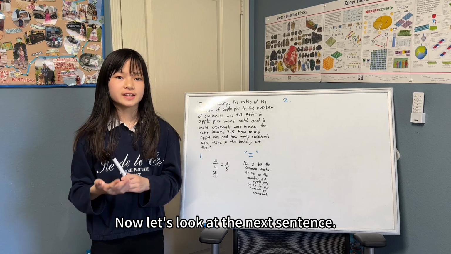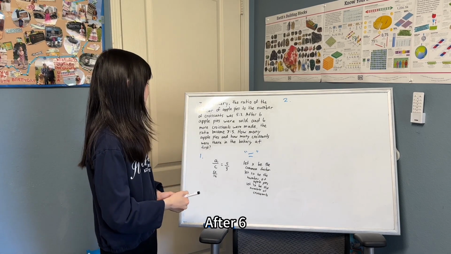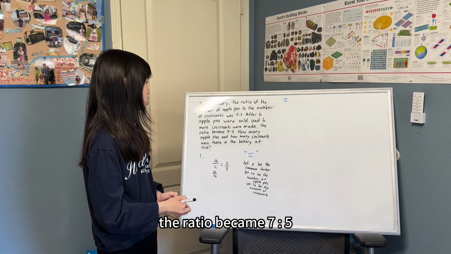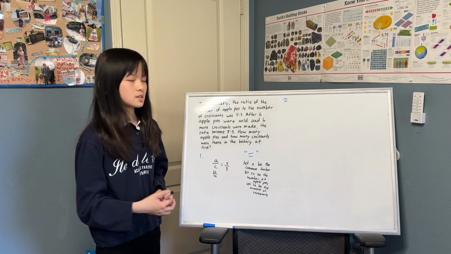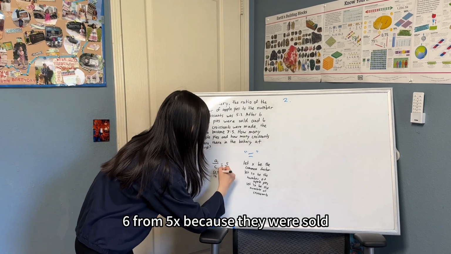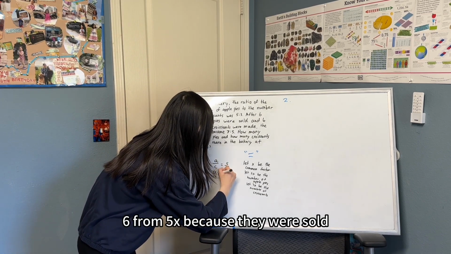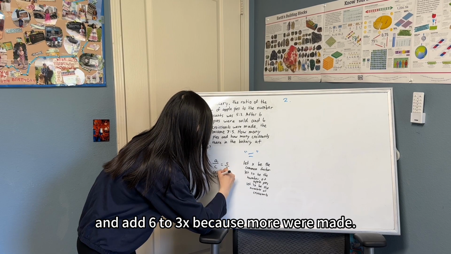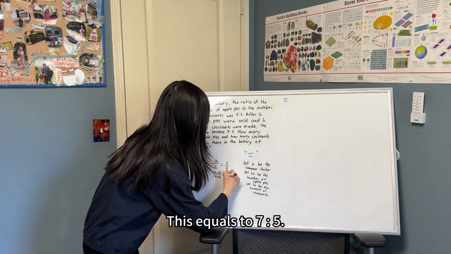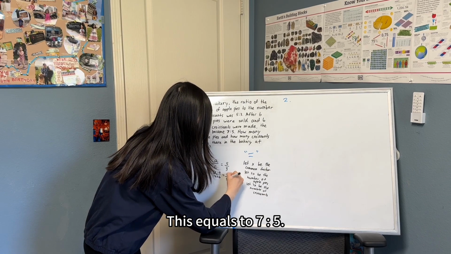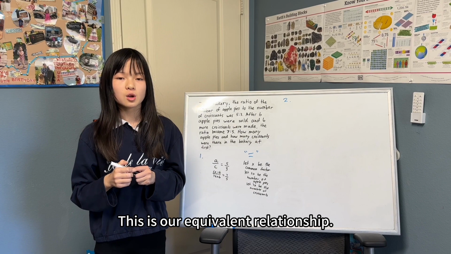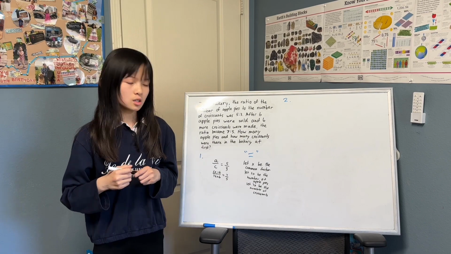Now let's look at the next sentence. After 6 apple pies were sold and 6 more croissants were made, the ratio became 7:5. So what happened? Well, we can subtract 6 from 5x because they were sold and add 6 to 3x because more were made. This equals 7/5. This is our equivalent relationship. We can now solve for x.